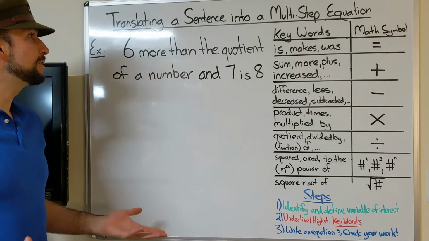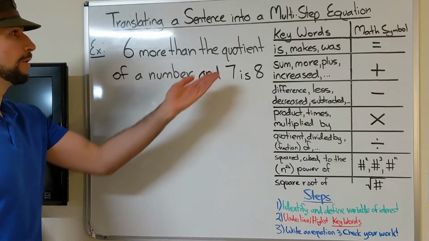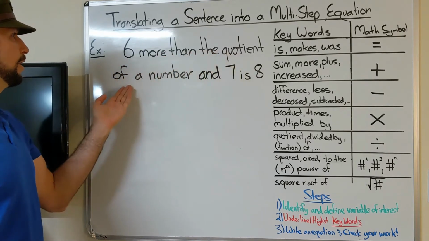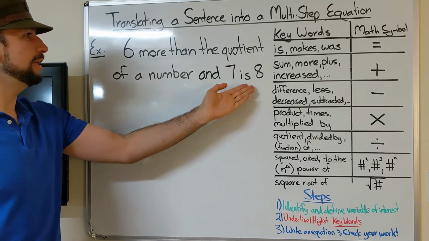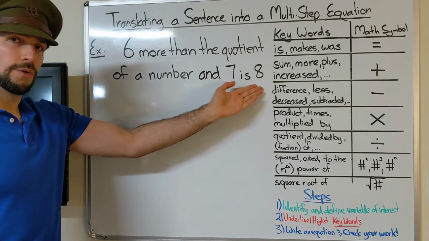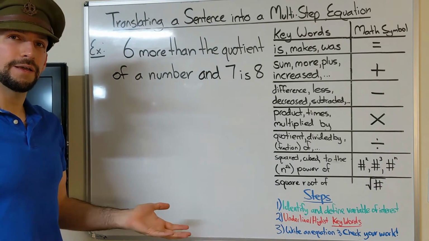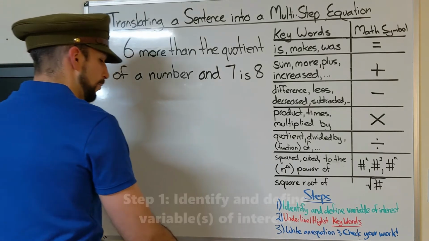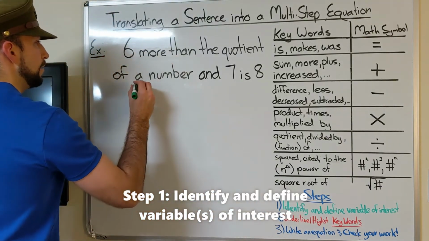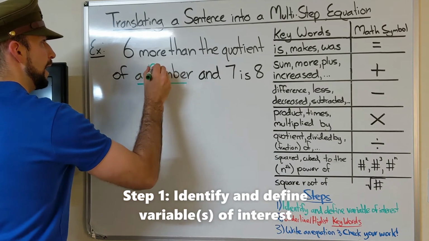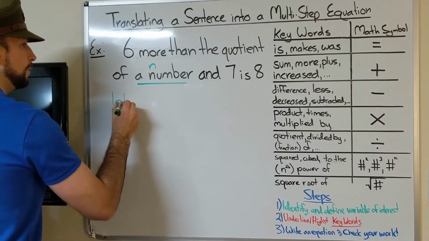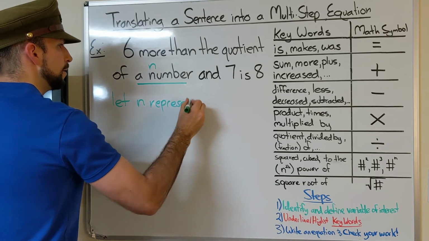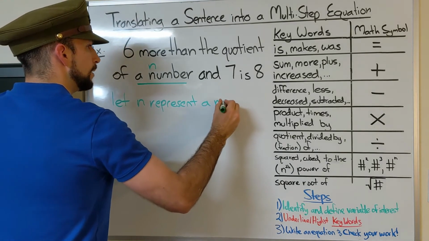In this example, we see a word we haven't dealt with before, quotient. 6 more than the quotient of a number and 7 is 8. So our first step, again, is to identify the variable of interest and define it. Here, we don't know what a number is. So let's again refer to this as n. So let n represent a number.